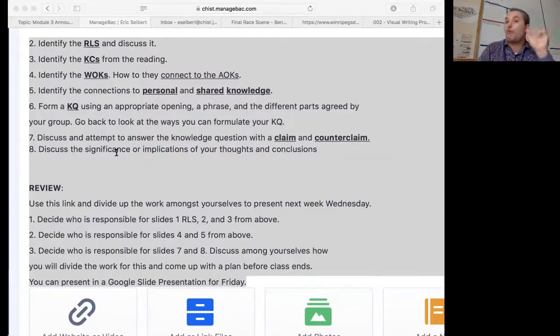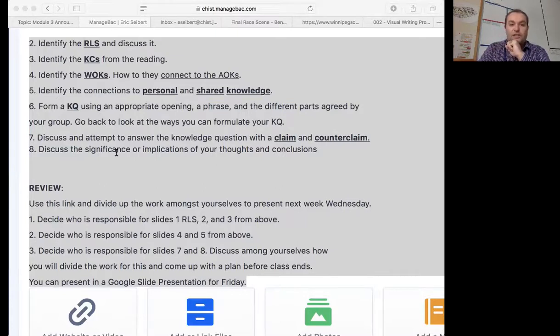I wanted, and I still want them, to talk about the AOK and WOK, why it fits into not only the RLS, but how it relates to the knowledge question. Okay, using that TOK language, which is necessary. An explanation of the shared knowledge versus personal knowledge. You see on the screen here. Again, I'm not going to spend too much time going over this.